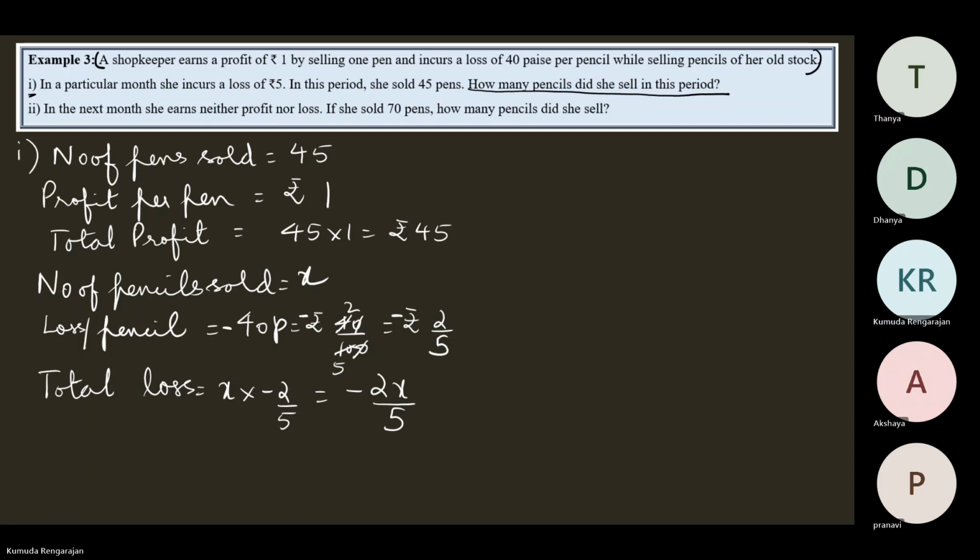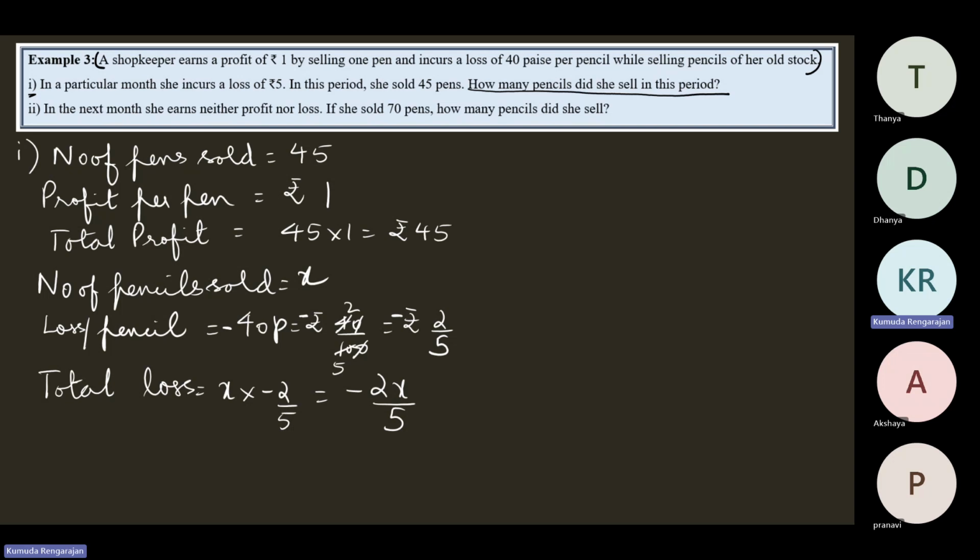Yes. When he sells the pencil, he's making a loss because pencils are old stock. So he wants to clear the old stock. Since the pencils are old, he's not able to sell them for the real price. He has to reduce the price and sell. So when he reduces the price, he's making a loss. Okay, that part you can understand, but you can just ignore it if that's not clear.